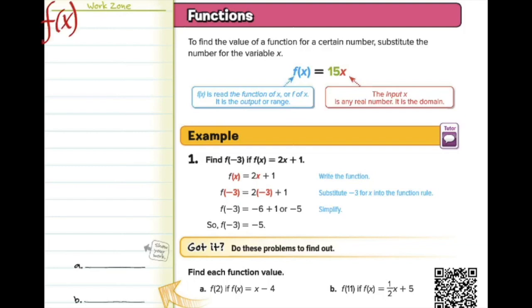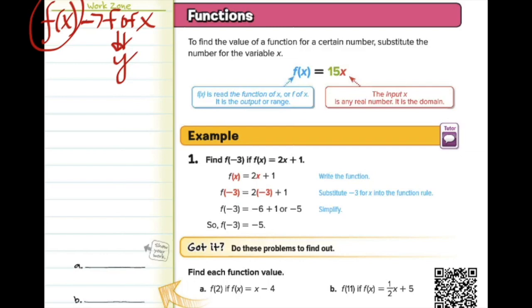So this is read f of x. That's in words how you say this symbol here. You don't say f parentheses x, it's f of x. F of x is actually the same thing as y. Just so you know, they're interchangeable. F of x and y are the same exact thing, and that'll make more sense in a little bit.